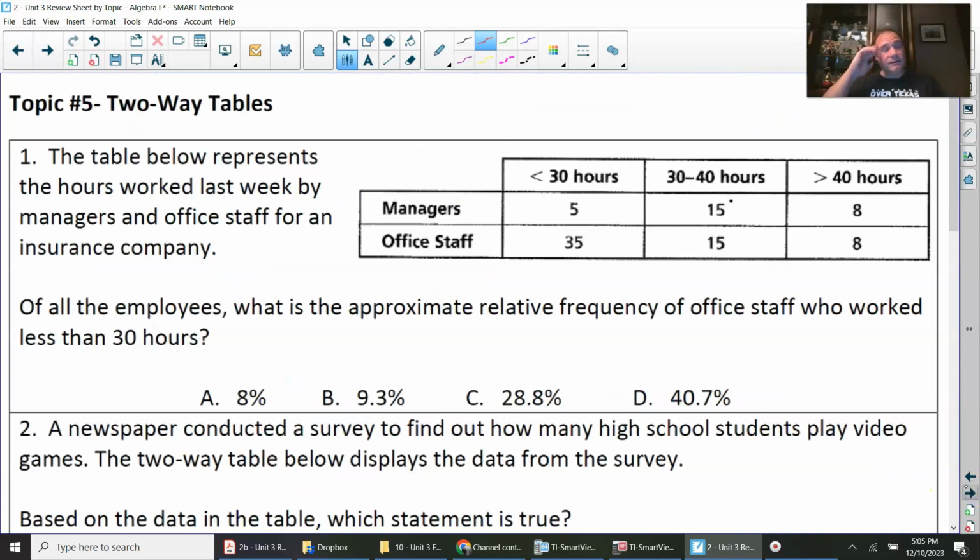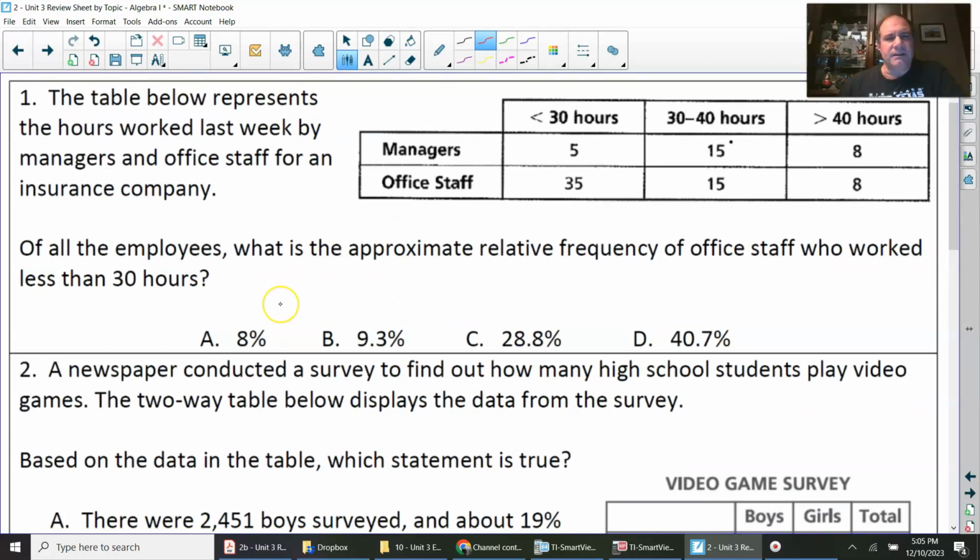All right, topic number 5, two-way tables. A table represents the hours worked last week by the managers and office staff at an insurance company. The only thing missing is the total. Let's read: of all the employees. So you have to figure out all the employees, and you have to figure out some totals.